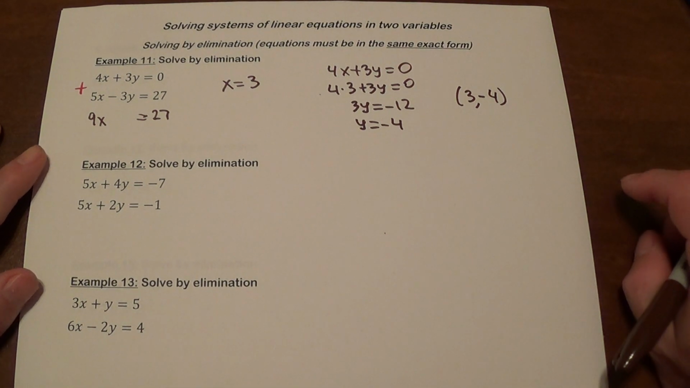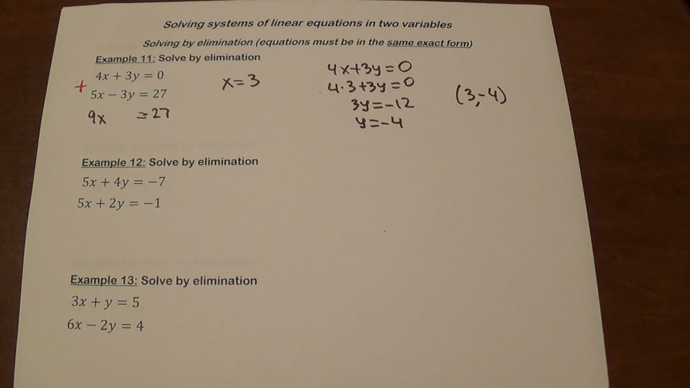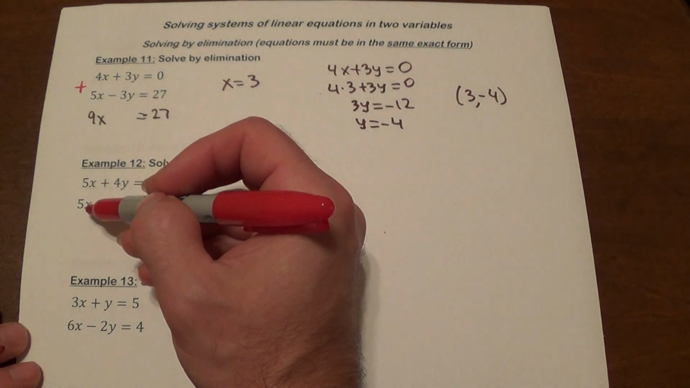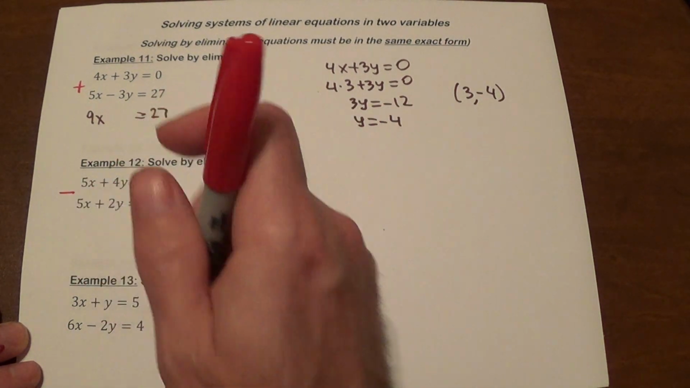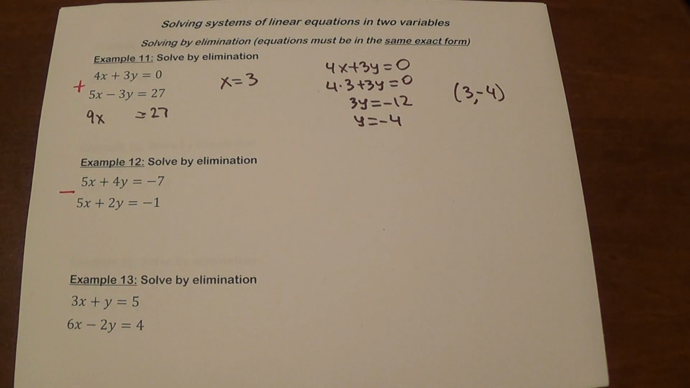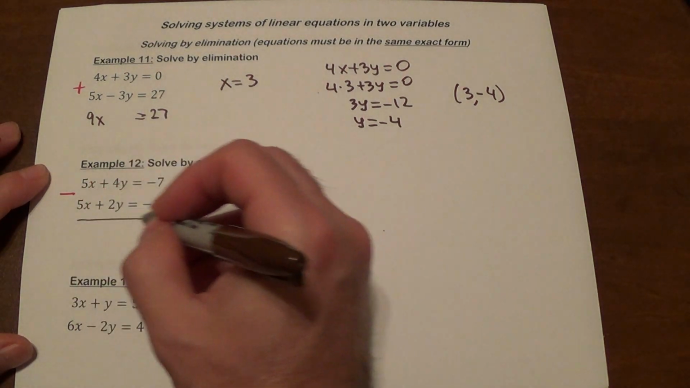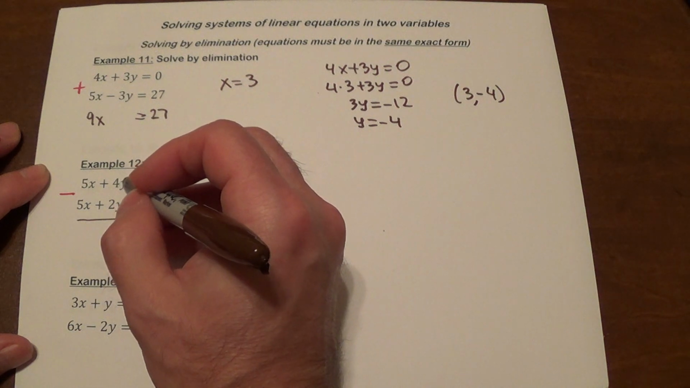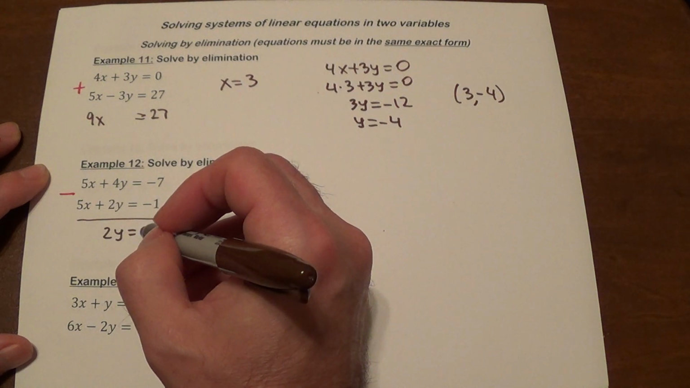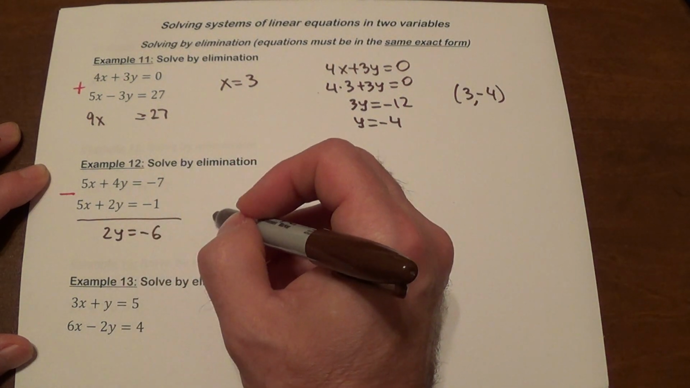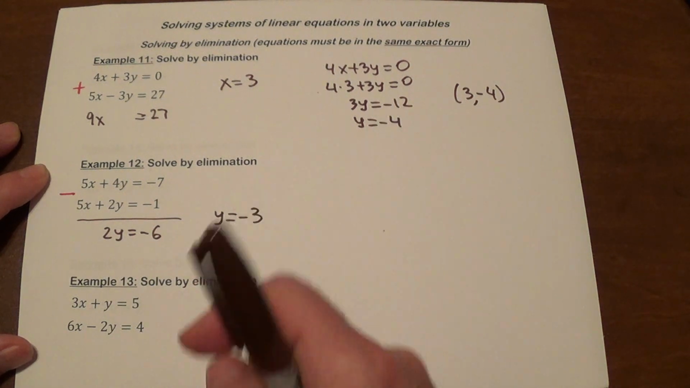Alright. So now to take a look at example 12. So we have 5x plus 4y equals 7, and 5x plus 2y equals negative 1. So adding them together here is not going to help me, because then I will get 10x. But if I subtract these two equations, then I will be able to eliminate x. Right? And that's precisely what we're going to do. So this cancels. 4y minus 2y is 2y. 7 minus negative 1 is going to give us negative 6. So 2y equals negative 6. That means y equals negative 3.